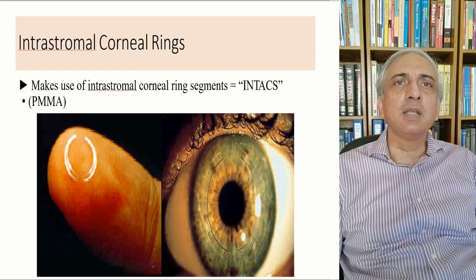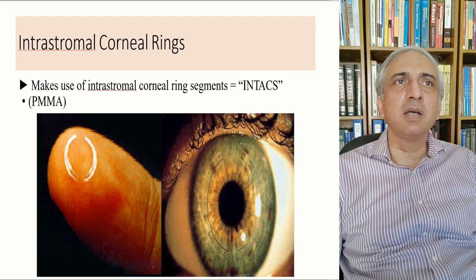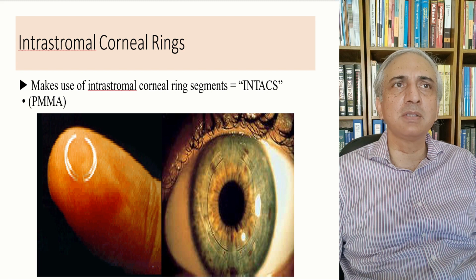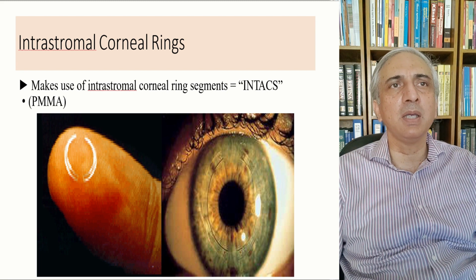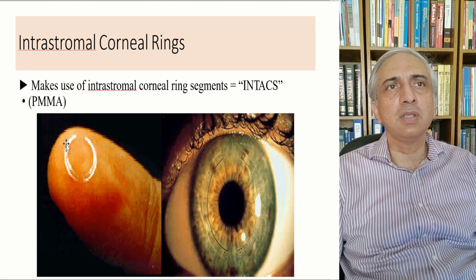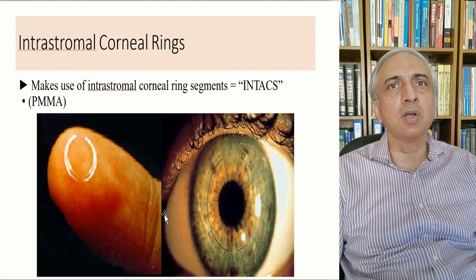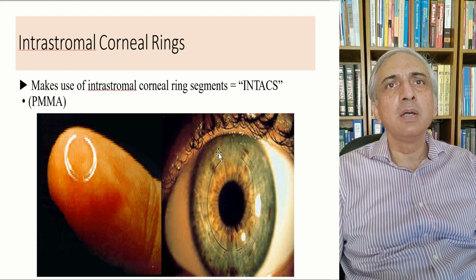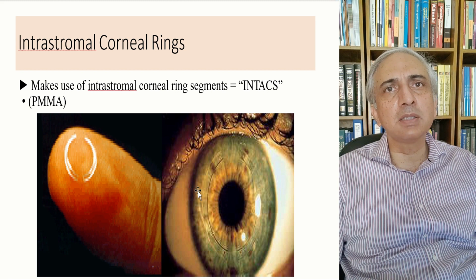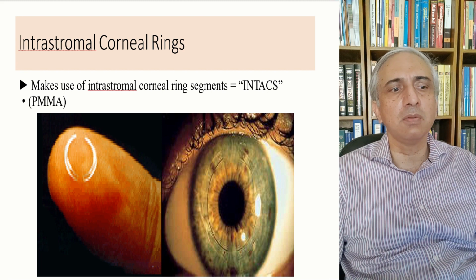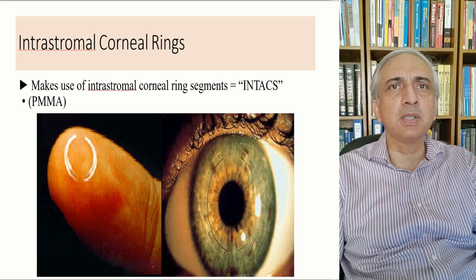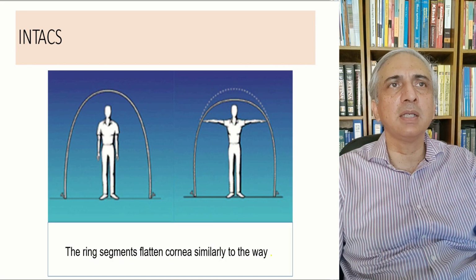Then we come on to another entity which is called intrastromal corneal rings. It makes use of intrastromal corneal ring segments or intacs. They're made of PMMA. Here you can see those intacs, which are placed. You can place them into the cornea by making 1 or 2 cuts, and you pass this and it rotates through inside. Once you make that, you need a special dissector to make that space, or you can do that dissection with a femtosecond laser as well.